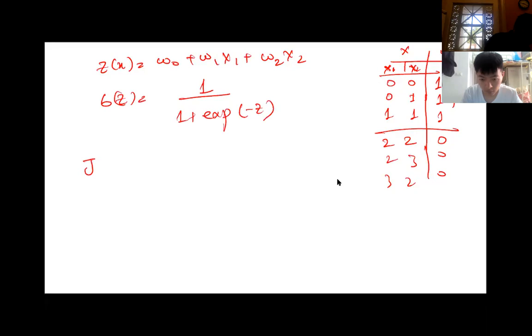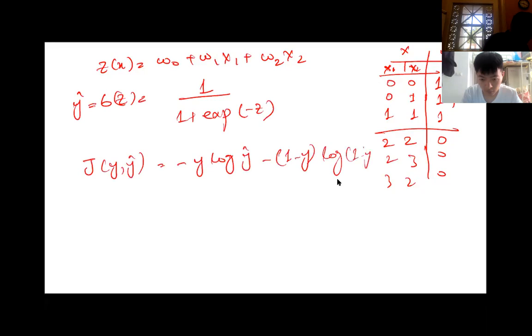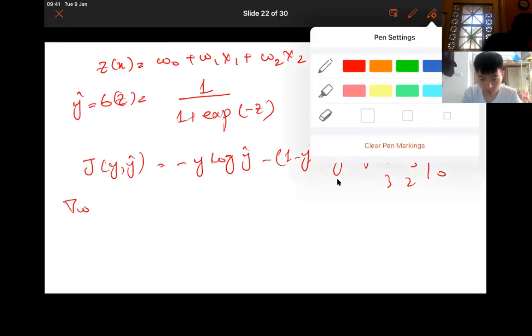J of this is also y hat. So J of y and y hat, which is negative y log of y hat minus 1 minus y log of 1 minus y hat. And now what I need to do is find the, let me just do partial derivatives because it might be a little easy to understand.